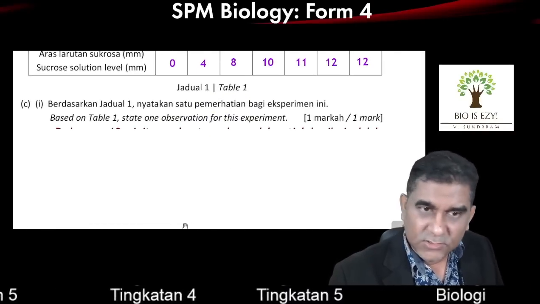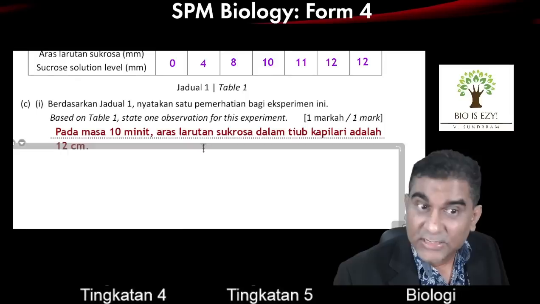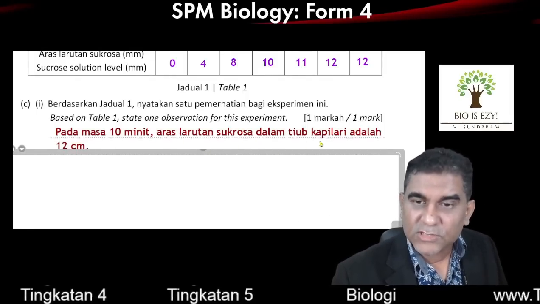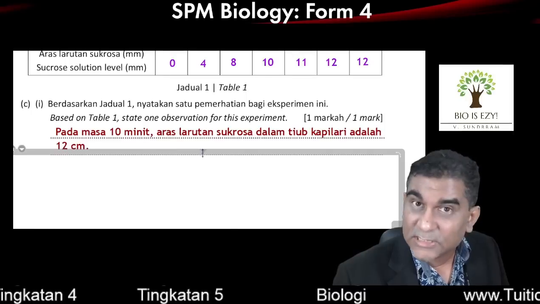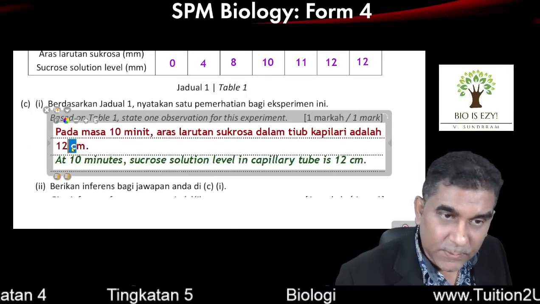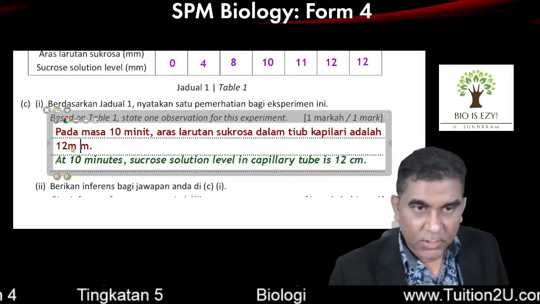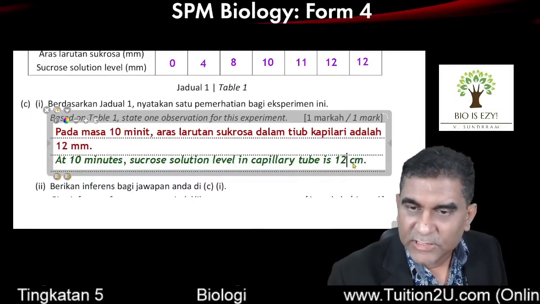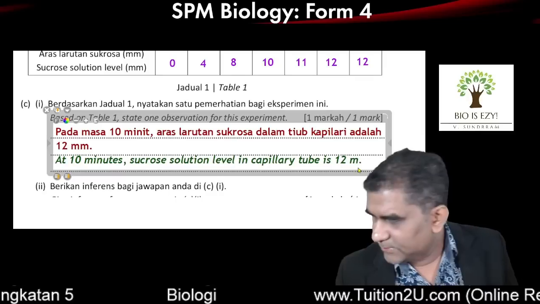That is observation. So kalau kita tengok dekat sini, kalau kita lihat, pada masa 10 minit, aras larutan sukrosa dalam tiub kapilari adalah 12 cm. So it should be millimeter. 12 mm. At 10 minutes, sucrose solution level in capillary tube is 12 mm.